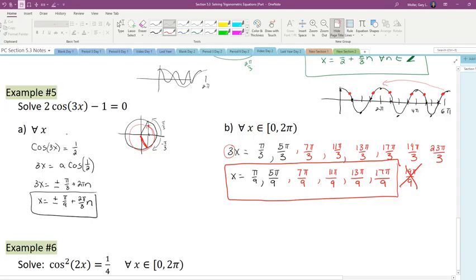So we had to go 3 times as far because we're about to divide all the answers by 3. There were 2 answers once around the circle. There's going to be 6 answers on this one. All right. I hope this is making sense. We're going to keep going and do this last problem.